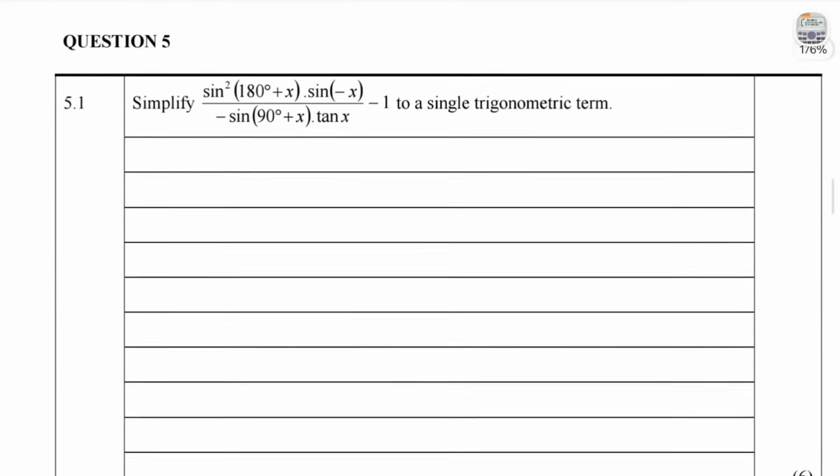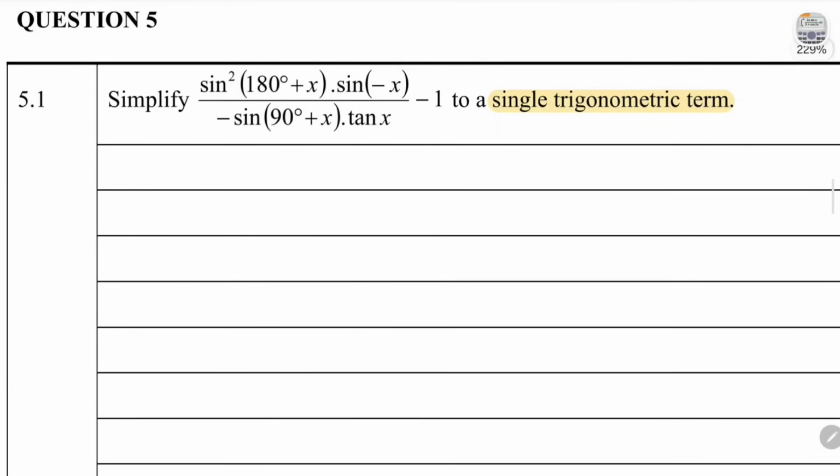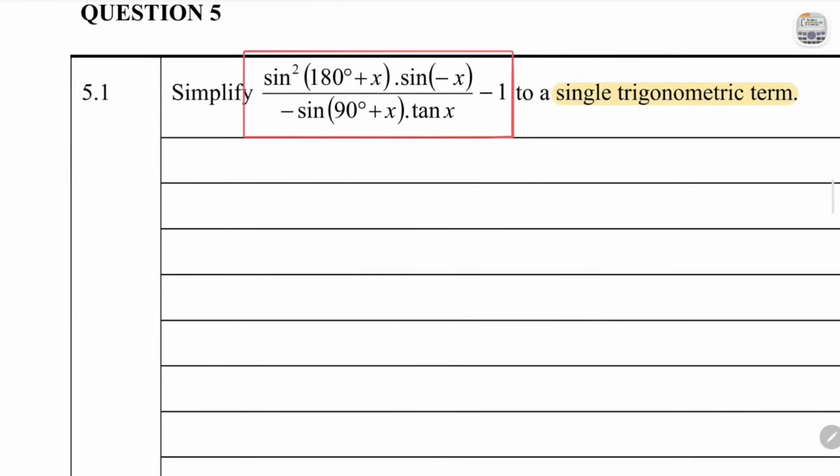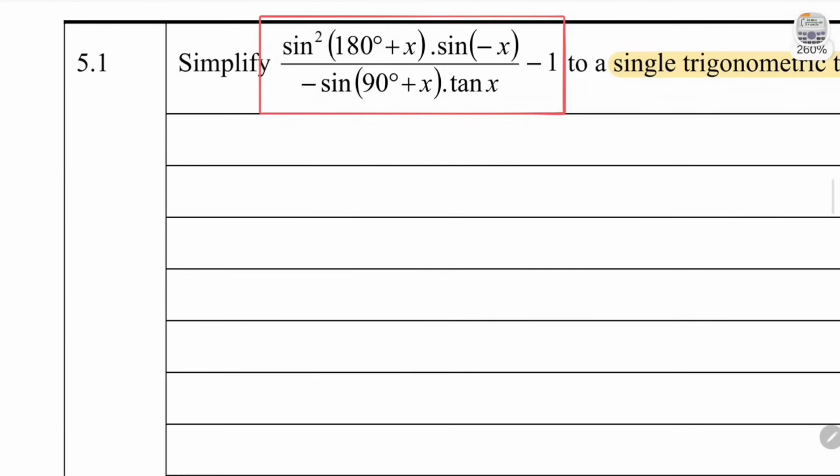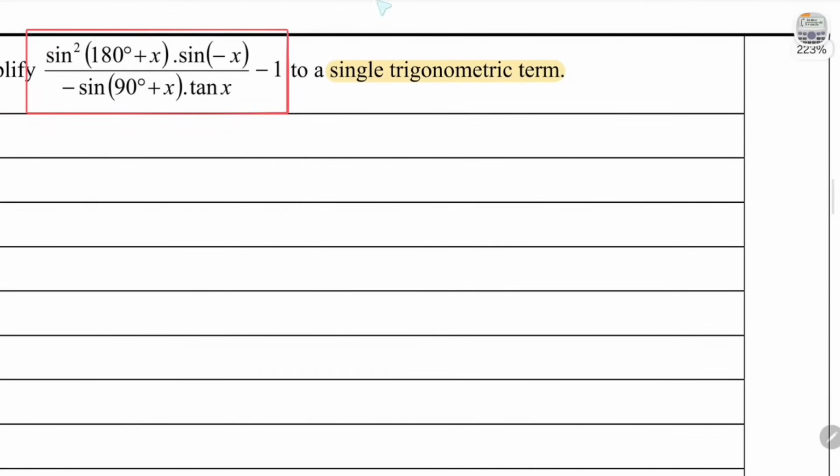Question 5.1 says we need to simplify this trigonometric expression to a single trigonometric term. Okay, so the entire expression is this, including the 1. So let's start. We first have a sine squared 180 degrees plus x. Now, from our reductions, we know that 180 degrees plus x, we can say plus theta, that's fine, plus x is still okay. So that lies in tan's quadrant.